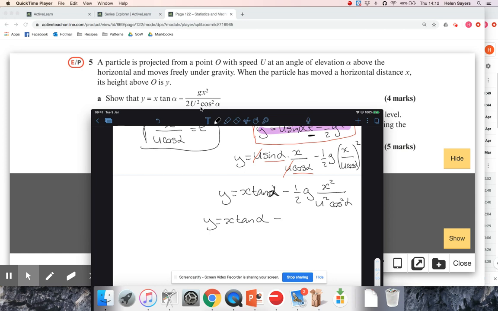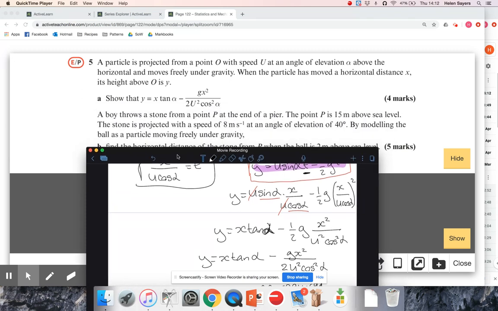Okay, so if I just want to tidy that up and write it as a fraction, I've got gx squared in the numerator. The half can just come down as a 2 there. And I've got the u squared, and I've got the cos squared alpha, as required. Job done. Okay. So that's 4 marks. That's almost half the question.